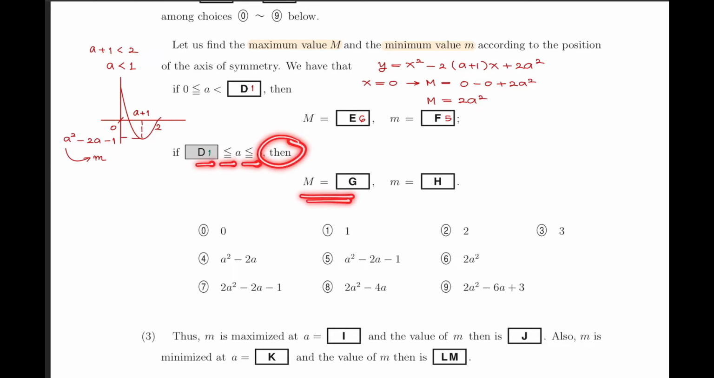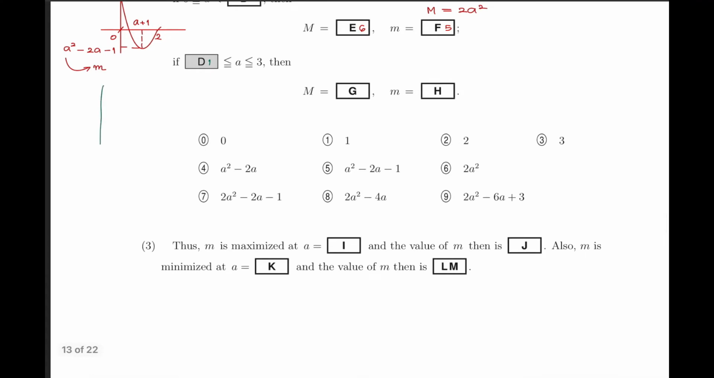The maximum value is blah blah blah, and then the minimum value is blah blah blah. If A is between 1 until 3, so our stationary point or our axis of symmetry is outside or exactly on x equals 2. I will repeat it once again. If A is between 1 until 3, our axis of symmetry is outside 2 or exactly at x equals 2.